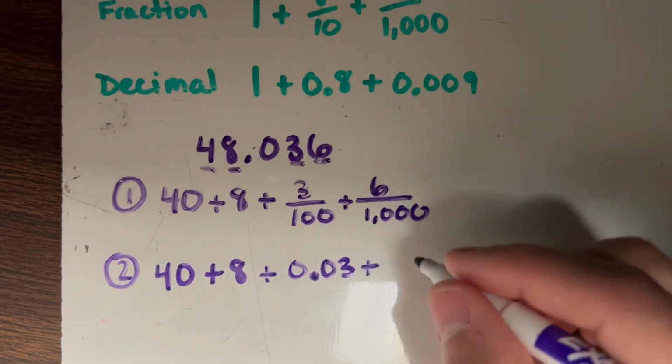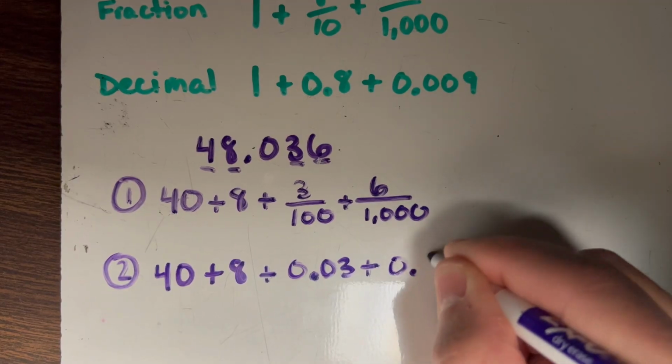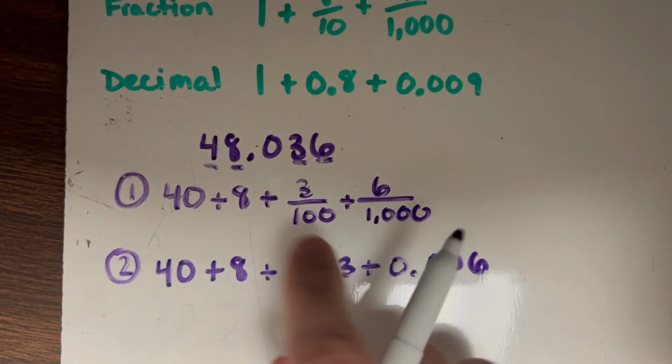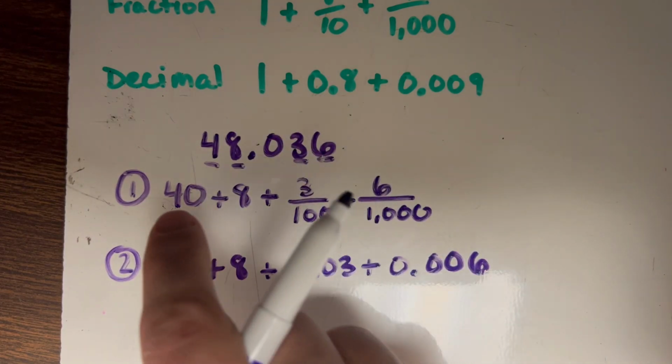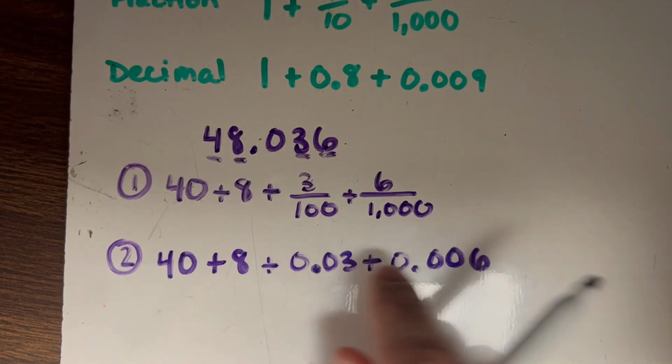And the same thing with the 6. I'm going to put 6 thousandths. So again, expanded form is when you take the value of each digit, skipping over the zeros, and you're writing them in expanded form with plus signs in between.